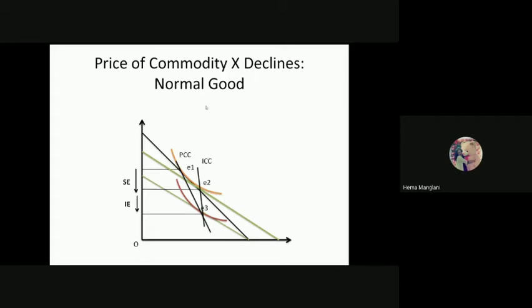I haven't changed this caption here. What I am writing: the price of commodity Y is actually increasing now. So the price of commodity Y is increasing. Here we have this budget line, the black one, which is the initial budget line. I repeat again, this is the case of commodity Y's price increasing now, not decreasing. So you correct it in your reference.